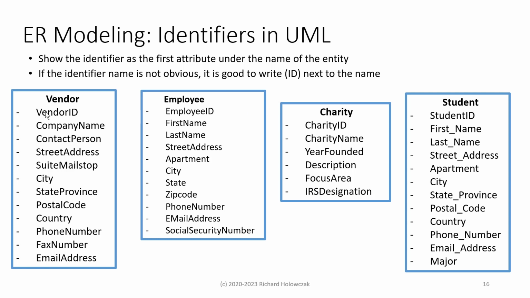It's also good form to list the identifier as the first attribute. Right? Put it right underneath the name of the entity. If you bury it down at the bottom or in the middle somewhere, it just becomes a little more difficult to read the diagram. If it's not obvious that your identifier is an identifier, you can also write the letters ID in parentheses next to it. Here, I don't think we need it because we see vendor ID, employee ID, charity ID, and student ID, so it's not a big deal. We can see this easily enough.